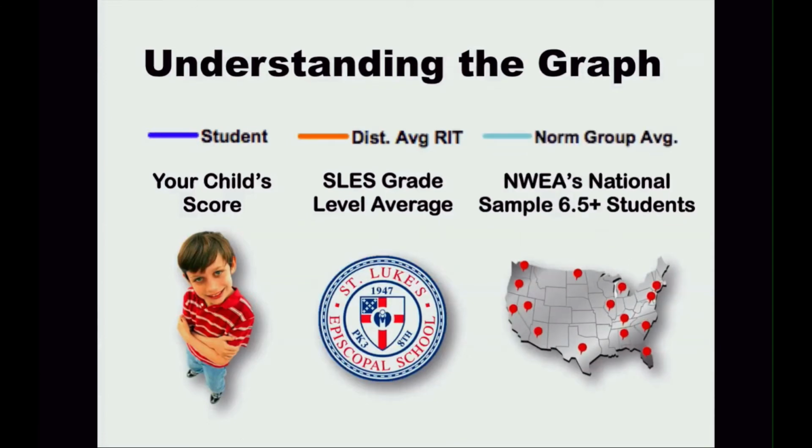The light blue line on the graph shows the average score of all students across the country taking the NWEA test at the same grade level. For the 2013-14 school year, over 6.5 million students were tested by the NWEA. So this gives us some really great information about how our students are comparing to other students across the country.